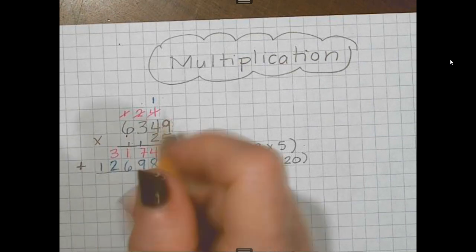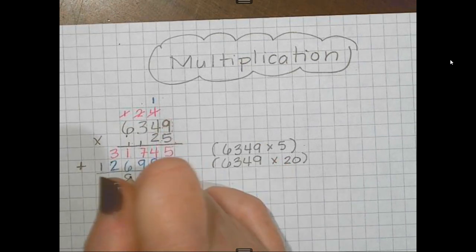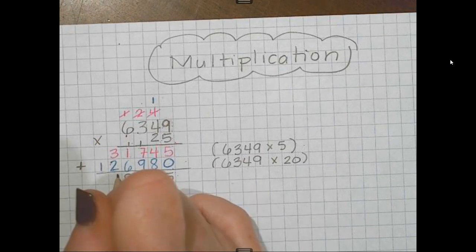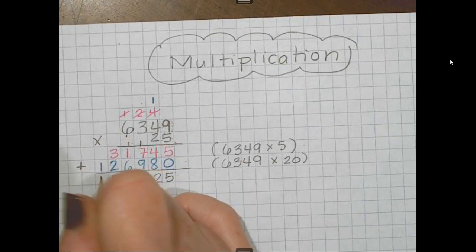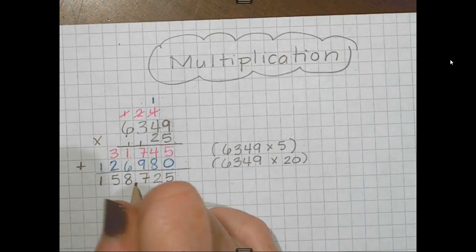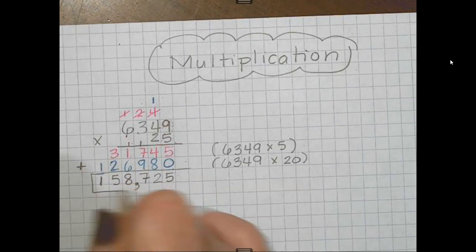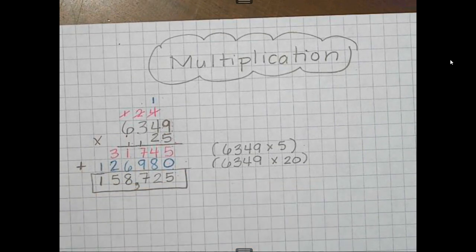6 plus 1 plus 1 would be 8. 3 plus 2 would be 5. And then we just have our 1. So when we put our comma in the correct place, we have 158,725. Now, I am going to grab a calculator and check it.